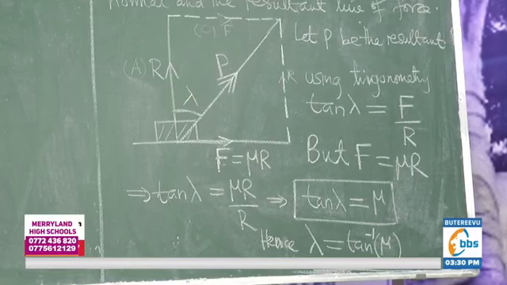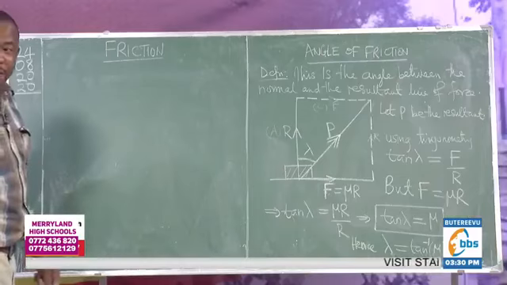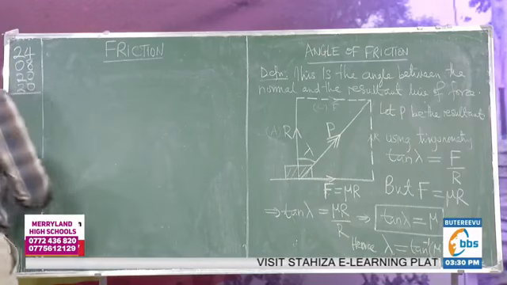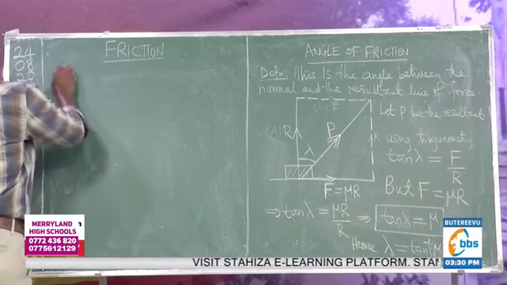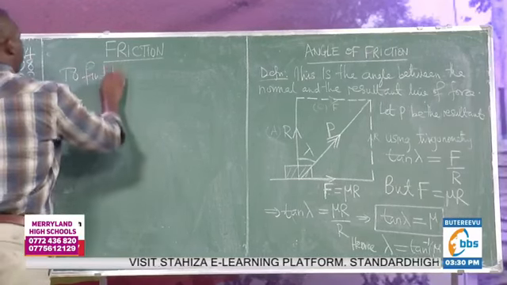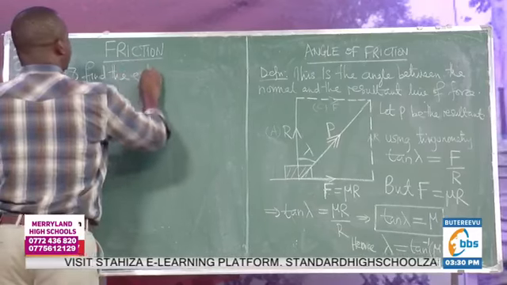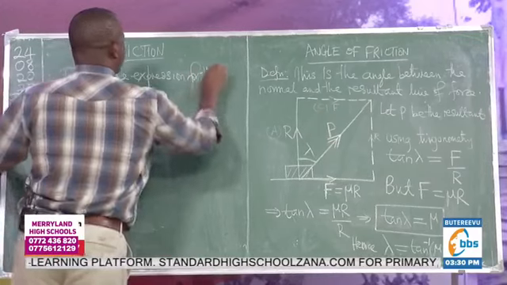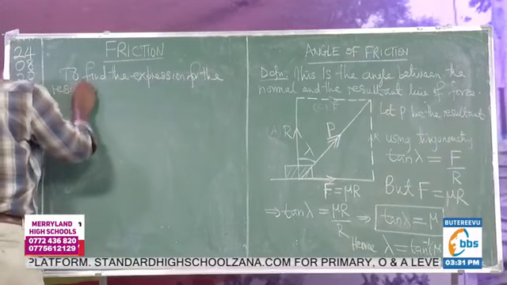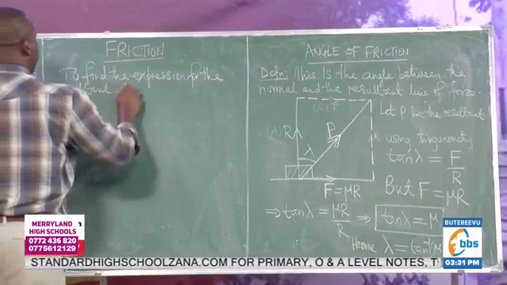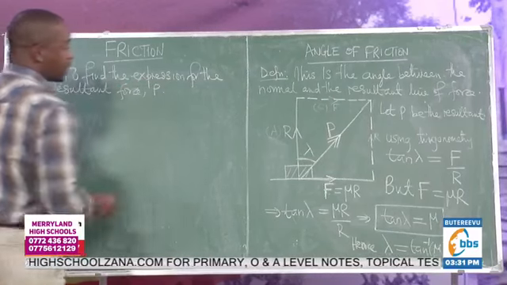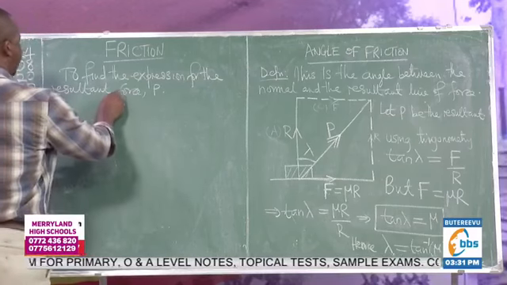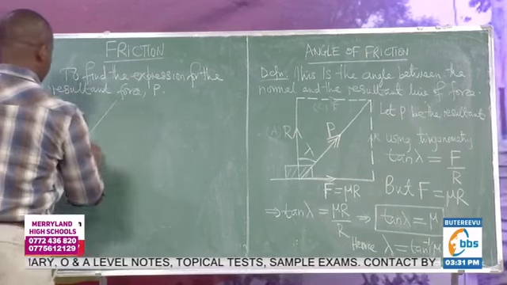Now we proceed from there. We want to find out the value of P, and we shall proceed by saying, to find the expression, which ideally is the same as the value, the expression for the resultant force, which on our diagram is P, you will notice that we now have, let me draw it here.